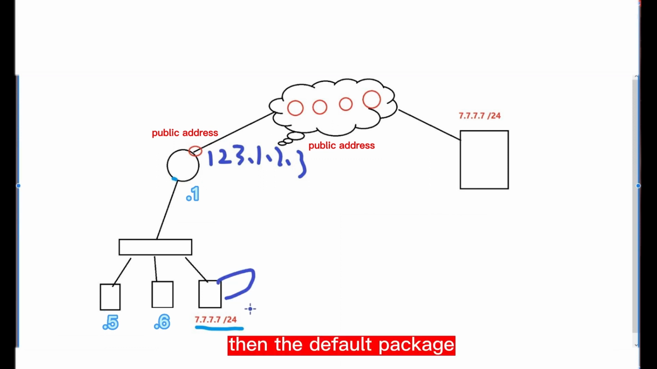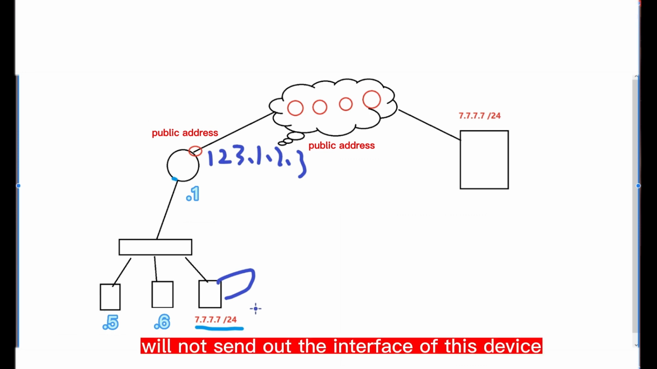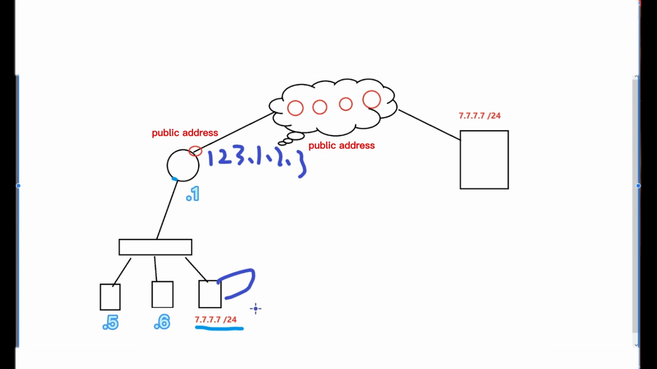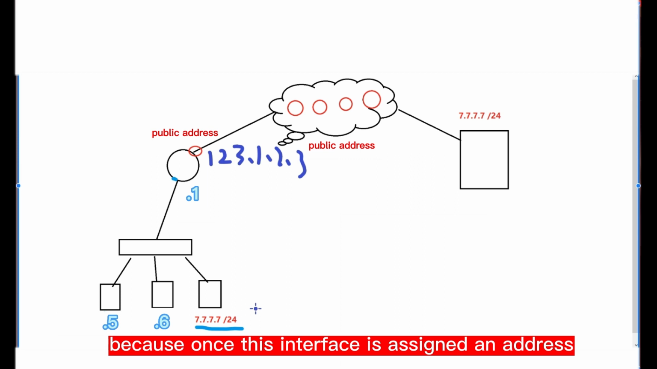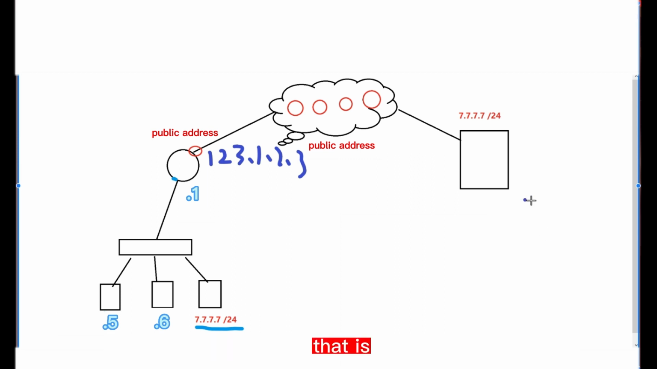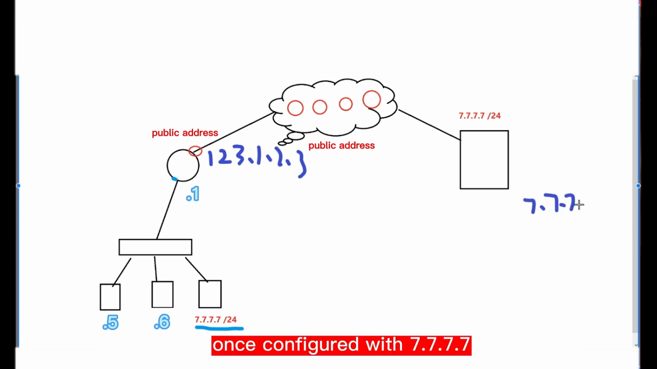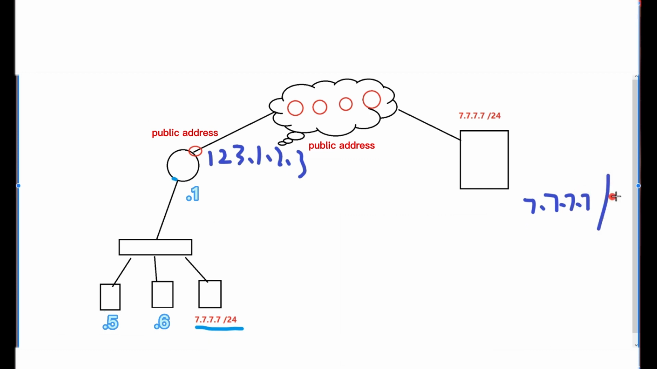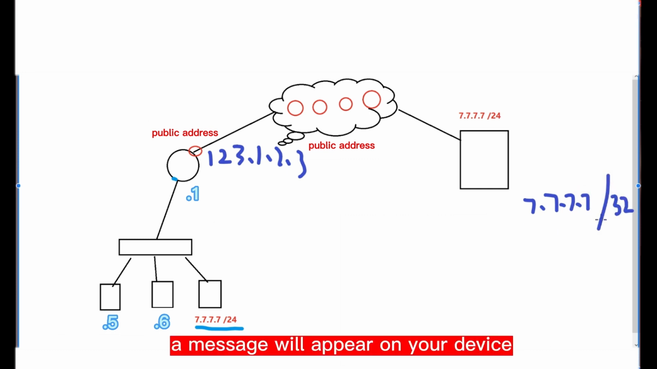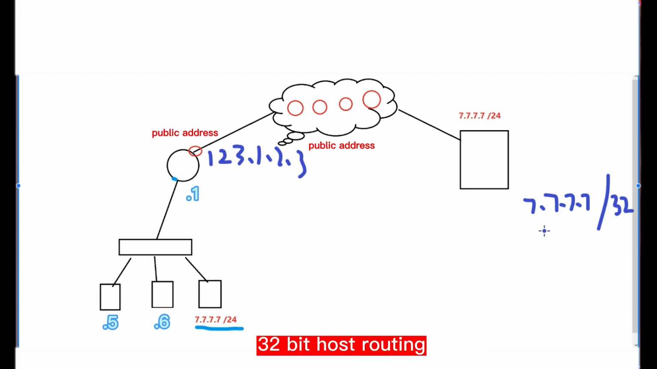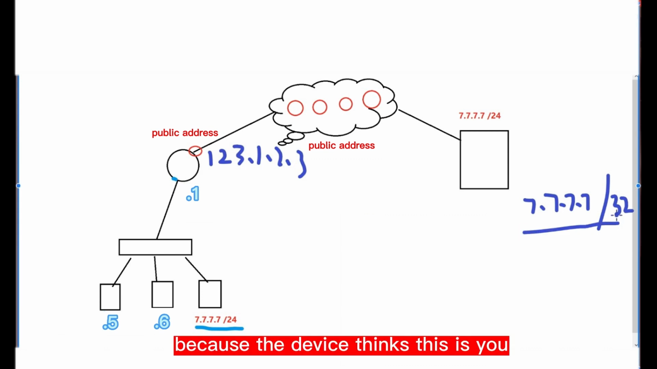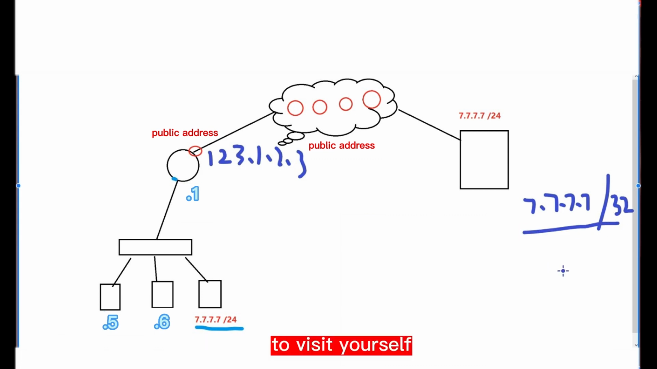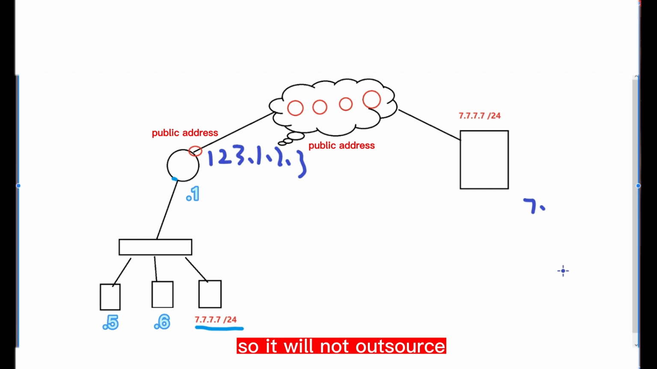Then the default package will not send out the interface of this device. Because once this interface is assigned an address, that is, once configured with 7.7.7.7, a 32-bit host route will be generated on your device. Because the device thinks this is you, to visit yourself. So it will not send it outside. This is the first question.